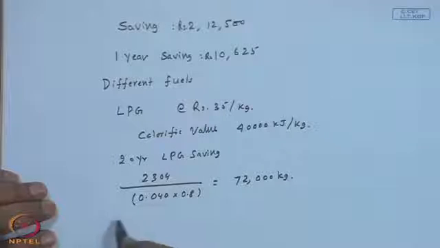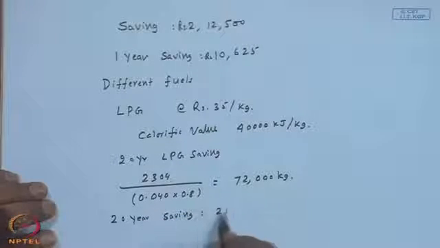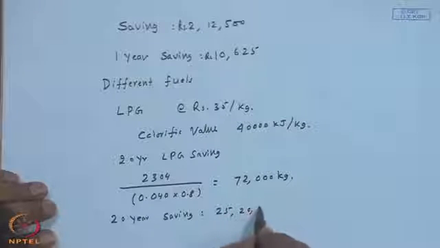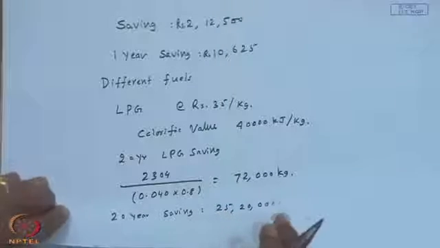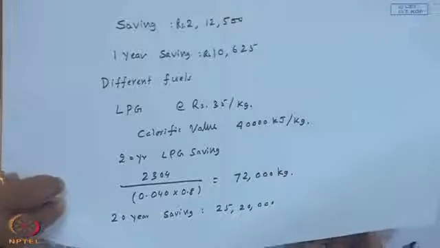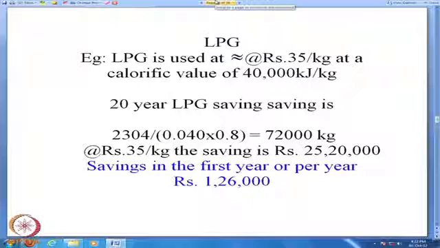So, this comes to a 20-year saving of 25 lakhs 20,000. This seems a little unbelievable, but it is true. You can also check the calculation. This is because 35 rupees a kg is almost 17 times the 2 rupees a kg of the coal. Consequently, this will also be 20 times the saving, which is 2.5 lakhs. This is similar to that. Okay, so that is all right.